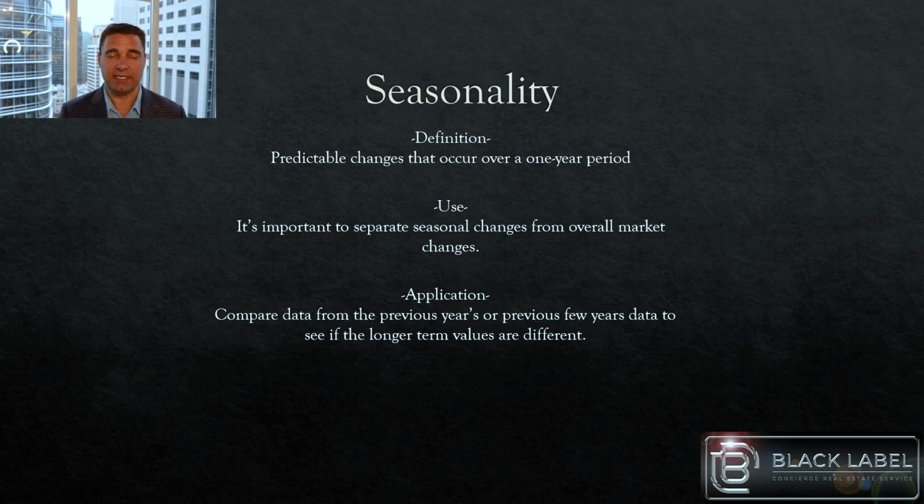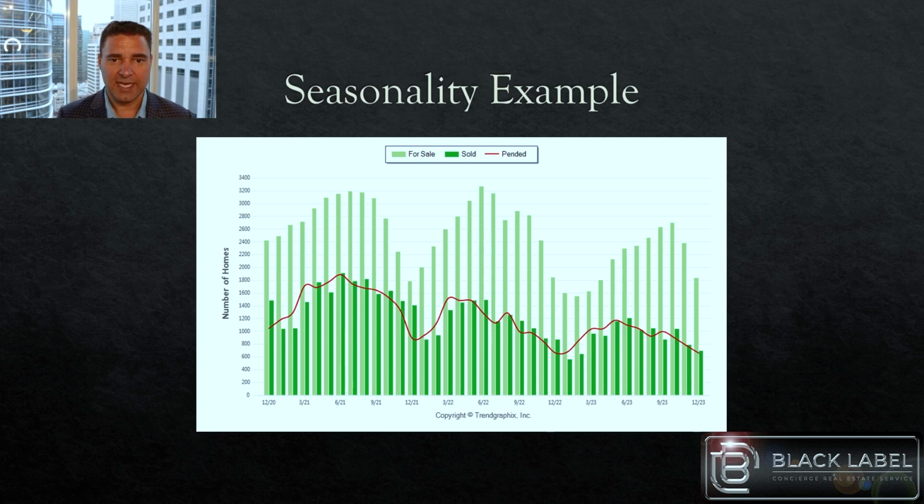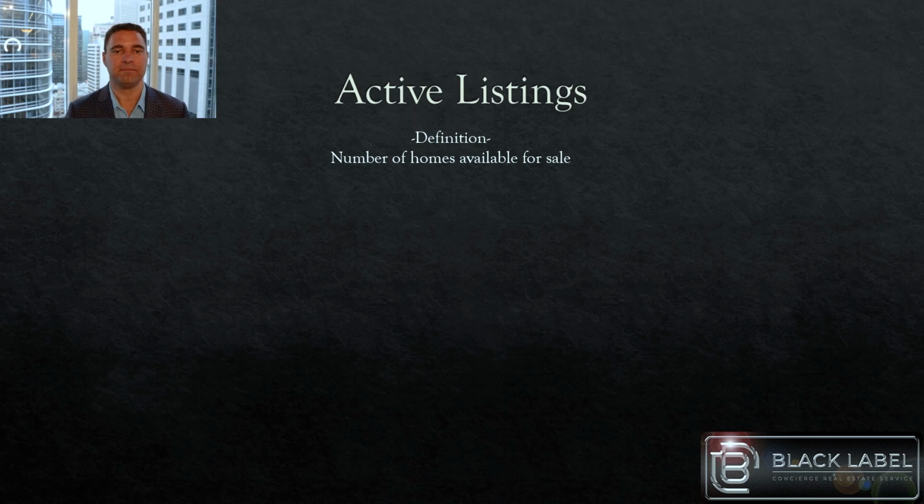Applications is we take it from year to year. So we might look at the data for the past 3 years and see if every summer for the past 3 years, there's less homes on the market, then we know that overall less people from year to year are selling their homes. And this right here is just an example of seasonality for 3 years. You can kind of see that the homes for sale go up during June and then down closer to December. So that's just an example of seasonality.